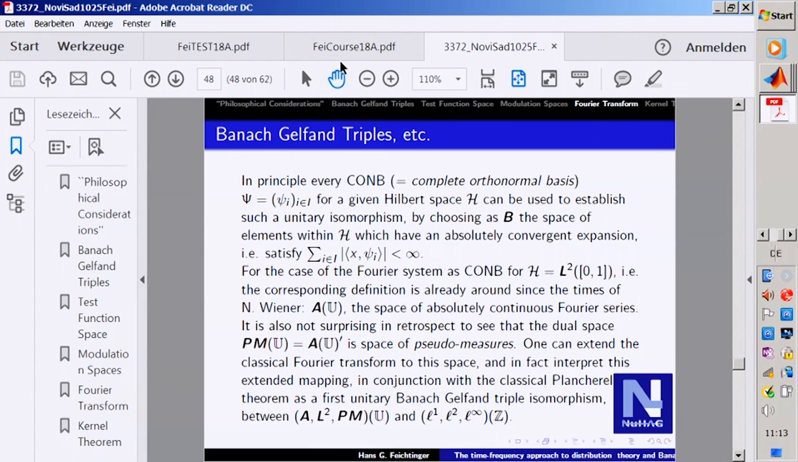Now, one question. Yeah, please. Instead of the torus, if you take a non-compact group, for example R, there we cannot say that A of G, P of G with L2 of G will not give a Gelfand triple, no? Because A of G is not contained in L2 of G, right?